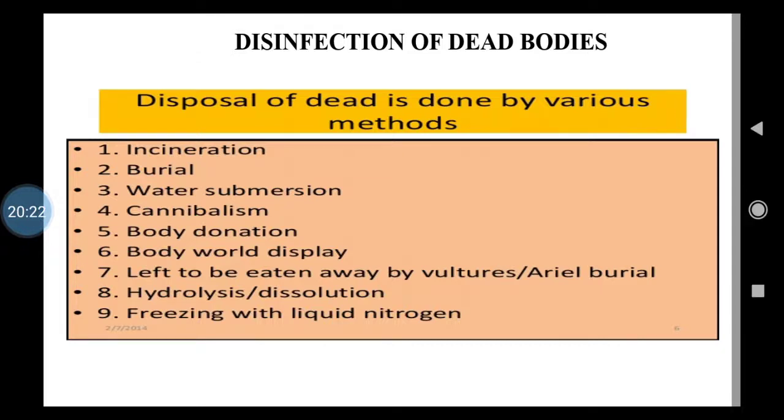So these three methods are given in your textbook. But overall, in the whole world, which methods do they follow? One is incineration, that is burning, then burial, burying, water submersion, that is floating, then cannibalism, body donation. So nowadays many people donate their body to various big hospitals where research work is carried out. Then body world display, so in most displays and museums, bodies are kept.